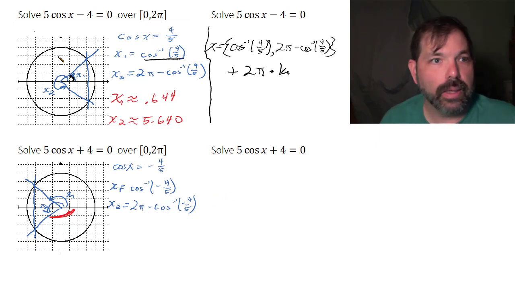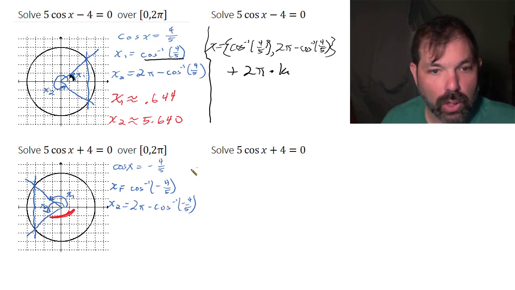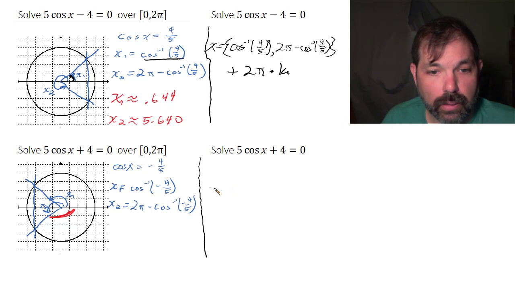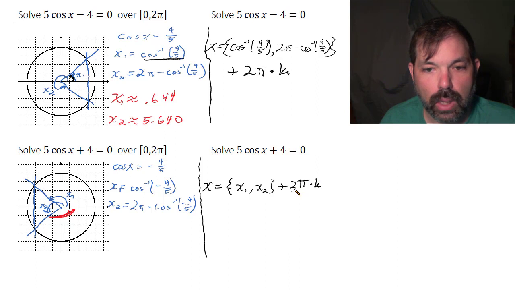And then, if we were solving the general equation, 5 cosine x plus 4 equals 0, the solutions would be that x is those two values we stated earlier. I'll just use the same x1 and x2 from the left, plus 2 pi times k. So that's how we would deal with the cosine function.